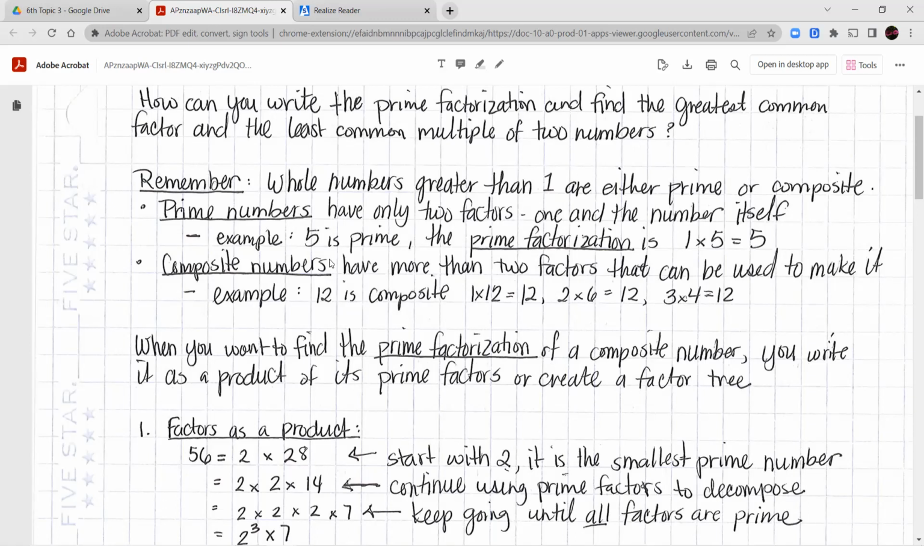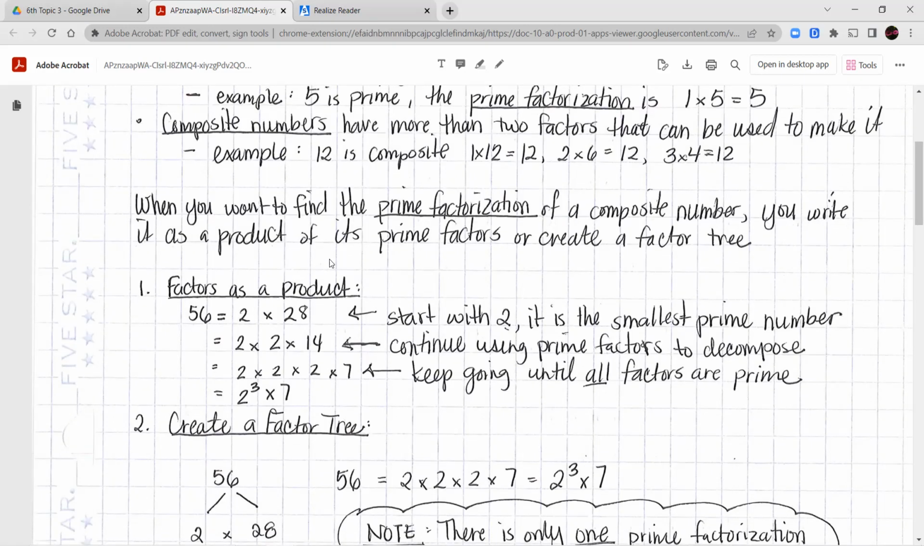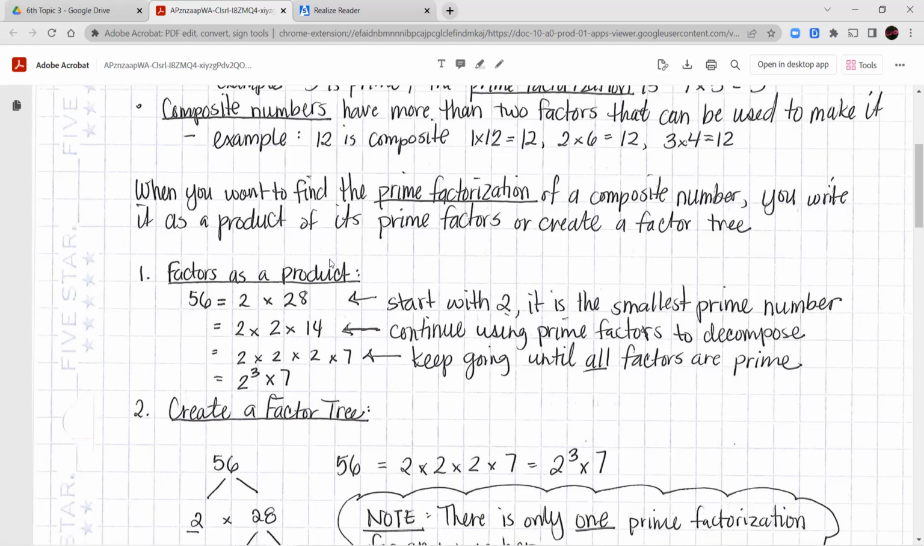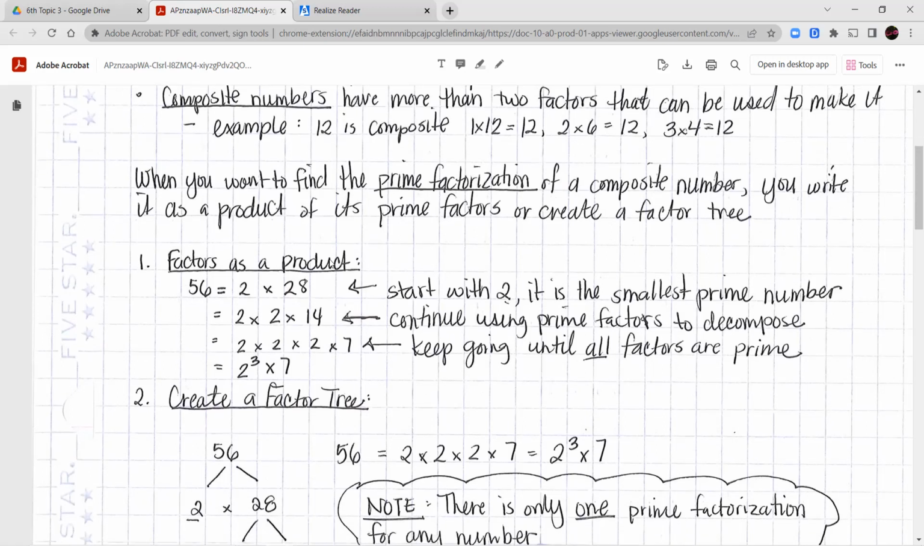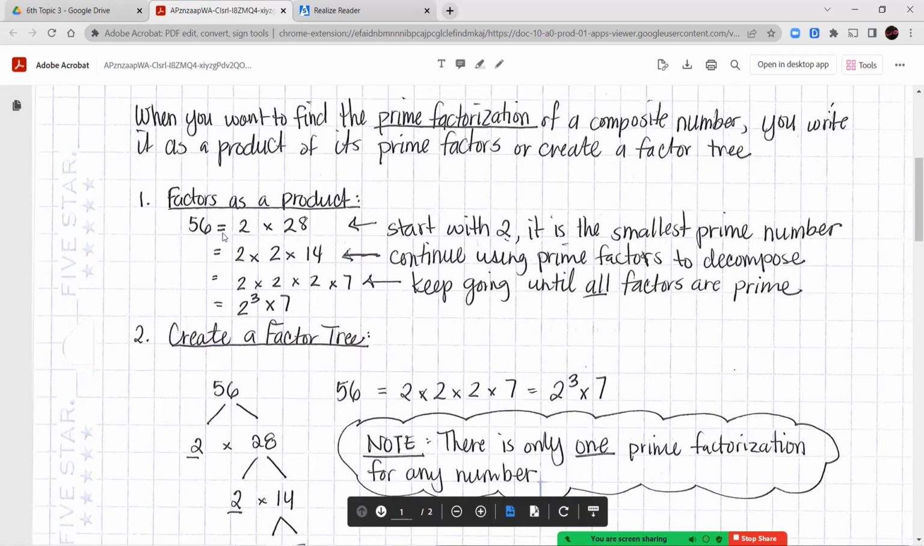Okay, so now that we've recapped prime and composite numbers, when we find, again, the prime factorization of a composite number, you're going to write it as a product of all of the prime factors that you were able to find. So how do we do that? You can either break it down one step at a time with multiplication. So for example, if we're working with the number 56, I can divide it by 2. I want to try and divide by 2 as much as I can because 2 is my smallest prime number.